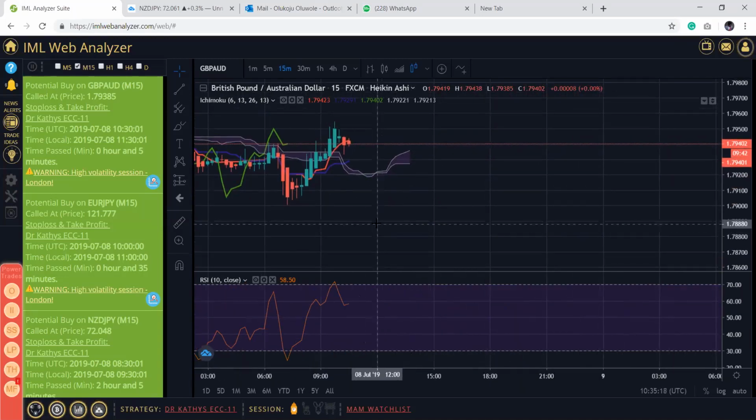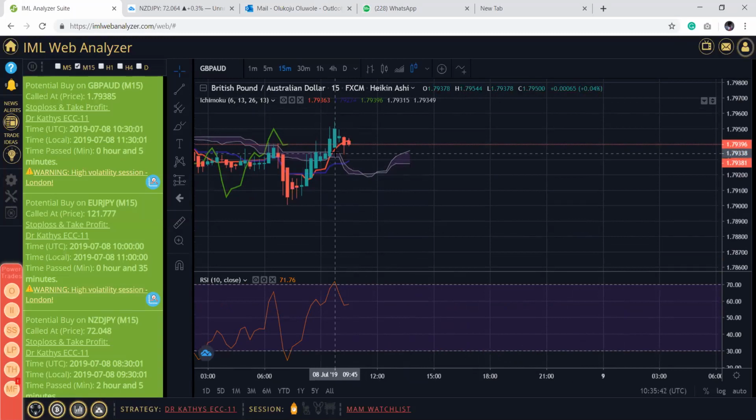Why? Because you're already seeing what? Red candle, and it's even going below the covering. That's the red line. Your red line is your covering. Your red line is your safe zone. As long as the candles are above the red line, it's good for a buy. If they are below the red line, it's good for a sell.